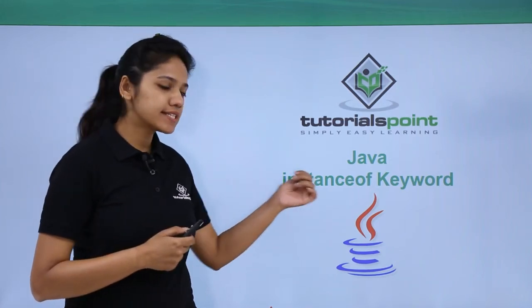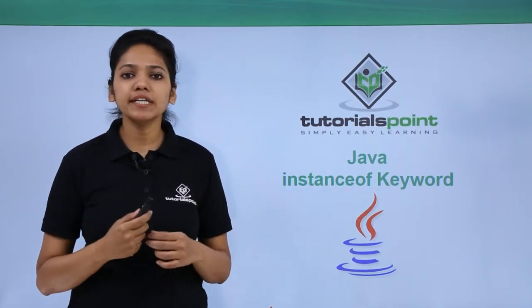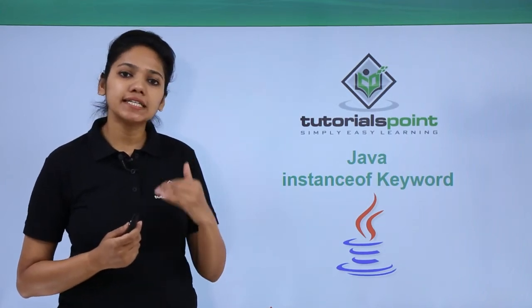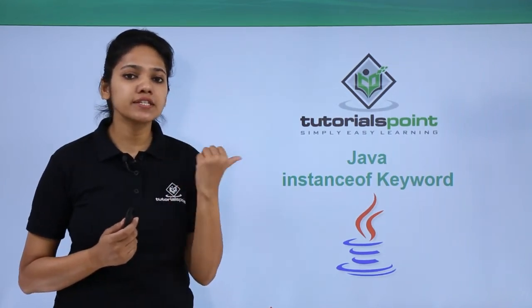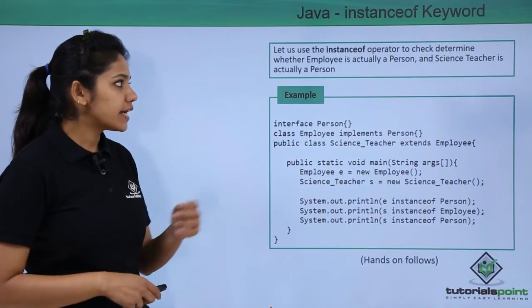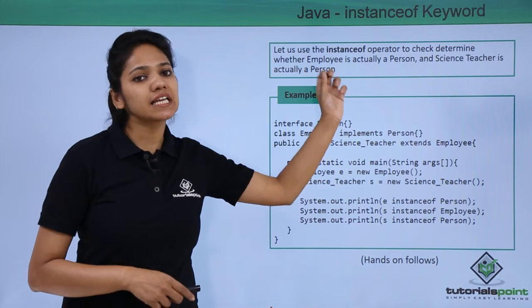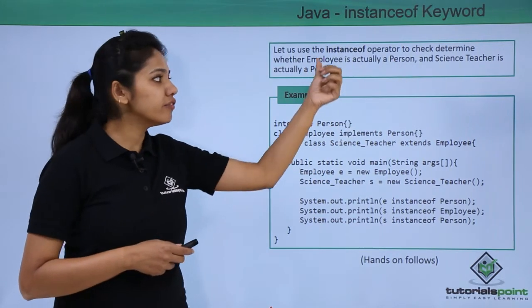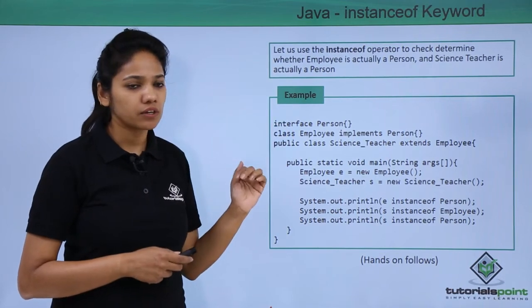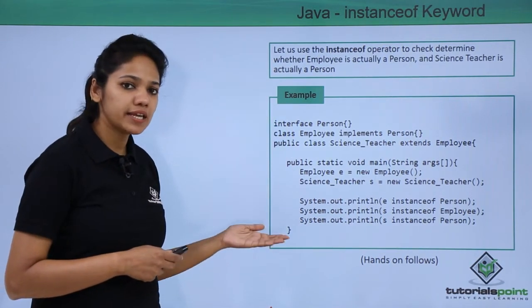The next one is the instanceof keyword. We have already learned in our previous videos what the instanceof keyword is, but let us understand the use of the instanceof keyword in the case of inheritance. The instanceof operator is used to determine if a particular class is a type of another class or not. So let us understand with the help of an example.